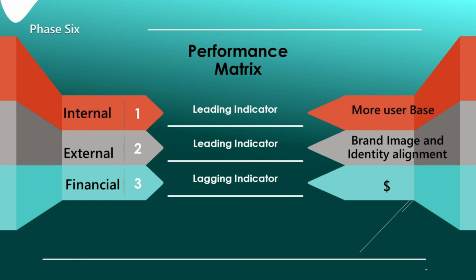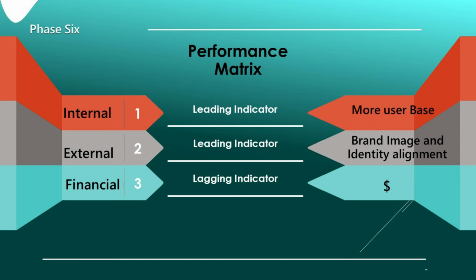The sixth part of the exercise is about forming an inclusive and diverse performance matrix. Ideally, any marketing initiative must be assessed in three dimensions. The first dimension is about internal objective. Behind every marketing effort, there is an internal objective associated. In most cases, it's around expanding the user base. Generally, it is considered a leading indicator of success.